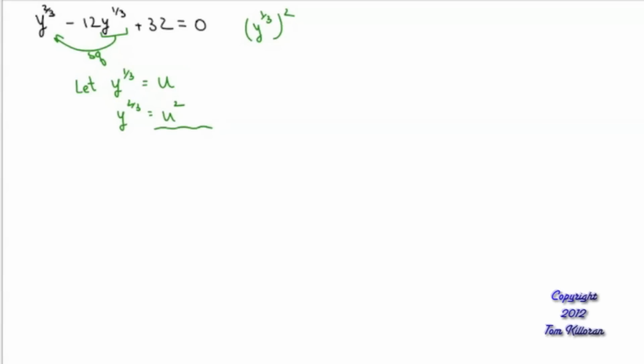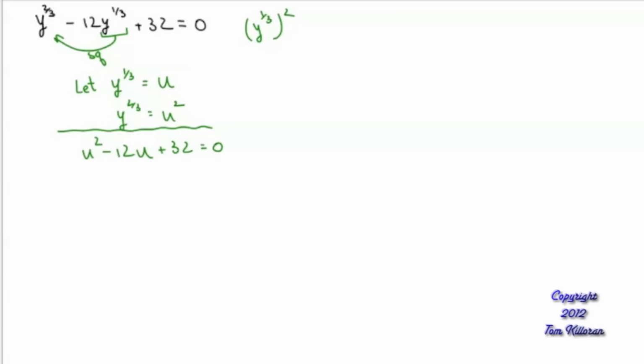the equation changes into u. Where you see y to the 2/3, you're going to replace it with u squared. So I get u squared minus 12. Where I see y to the 1/3, I'm going to replace it with u, because y to the 1/3 is equal to u, plus 32 is equal to 0.